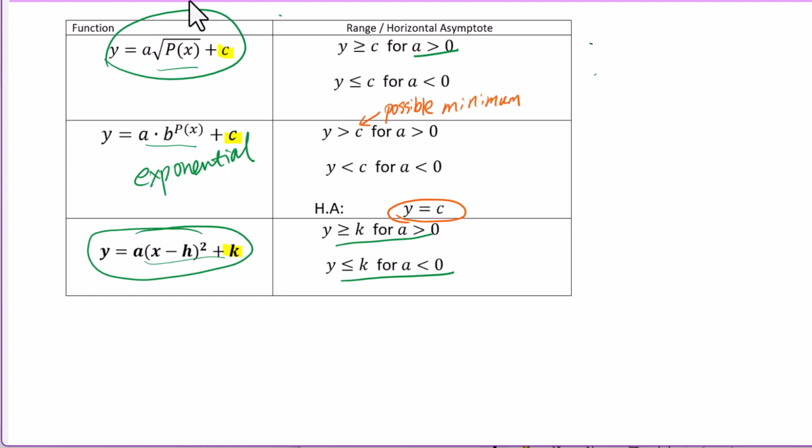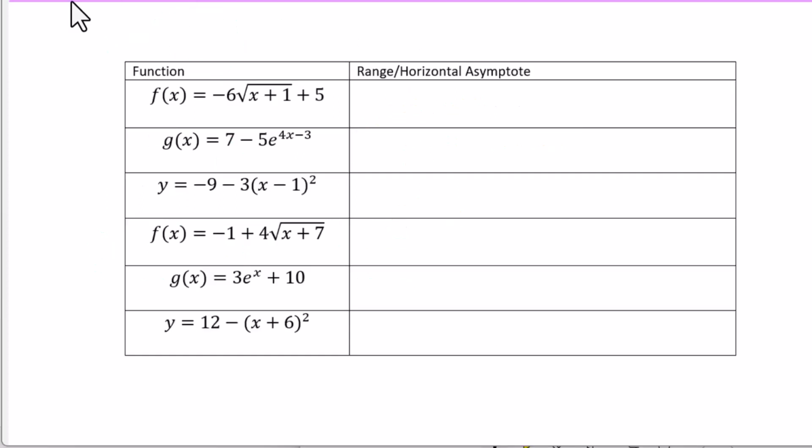When a is greater than 0, this C is a possible minimum value. When a is less than 0, this C is called the possible maximum value. Let's go to the examples. For the square root function, this is the constant number, y, here is 5. Since this is negative, it means y less than or equal to 5.